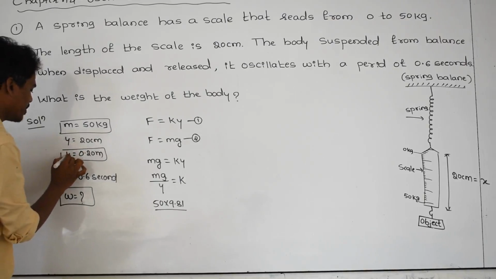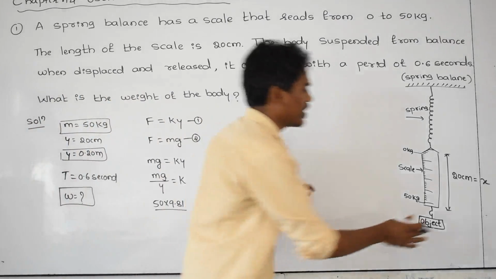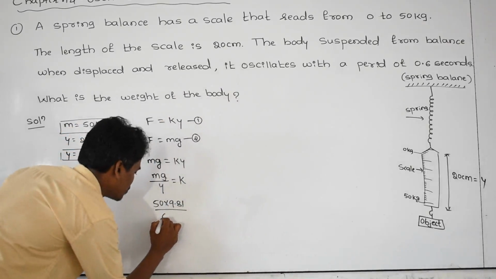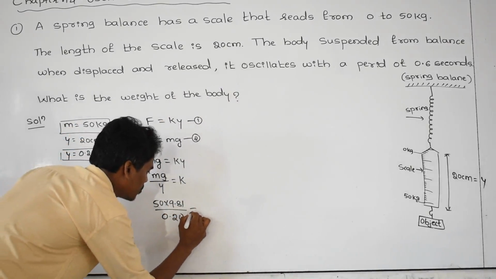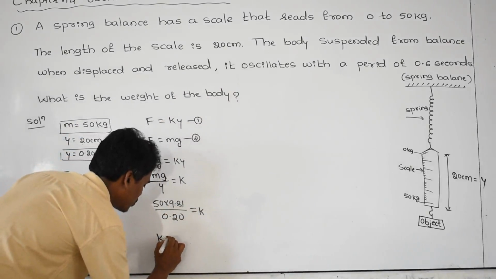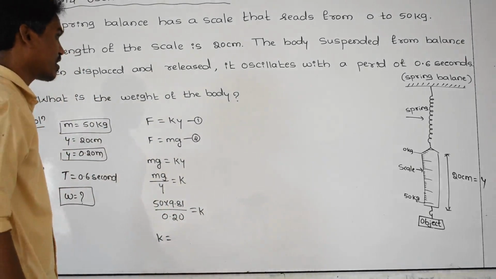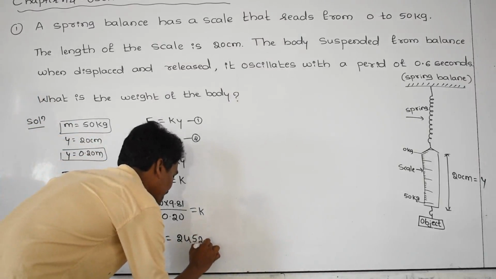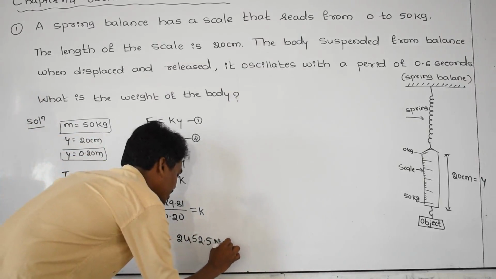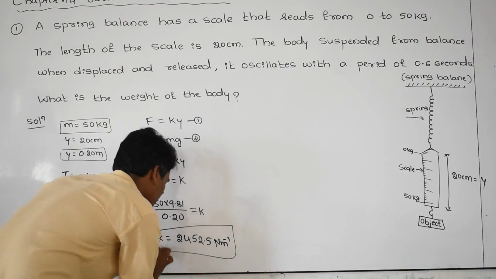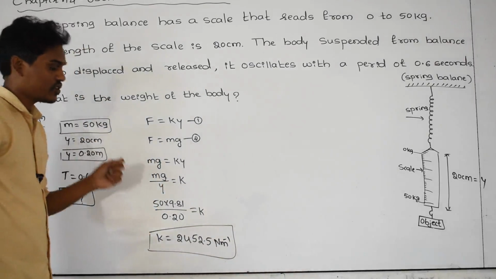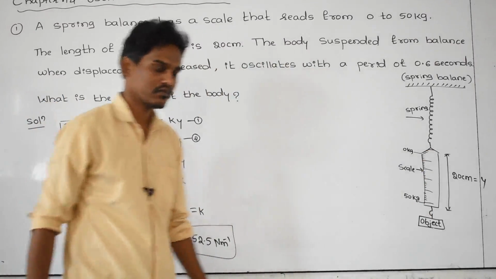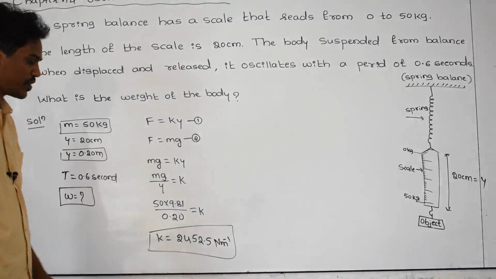Displacement from the mean point in the diagram, you can take it as Y. Substitute all the values: 0.20 meter, this is equal to K. After finding the K value, you are getting 2452.5 Newton per meter. Check the answer yourself. This is the spring constant. It means if you apply this much force to the spring, then the displacement becomes 1 meter. That restoring force we are going to call the spring constant.